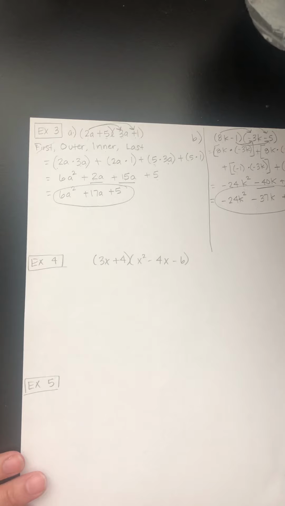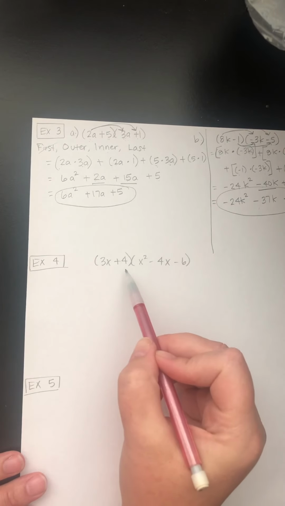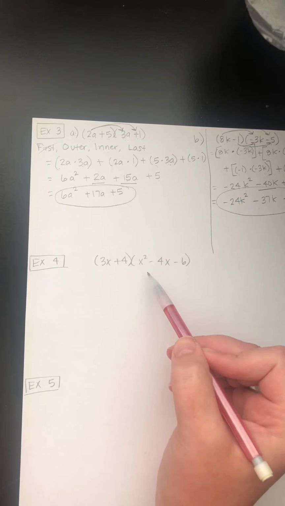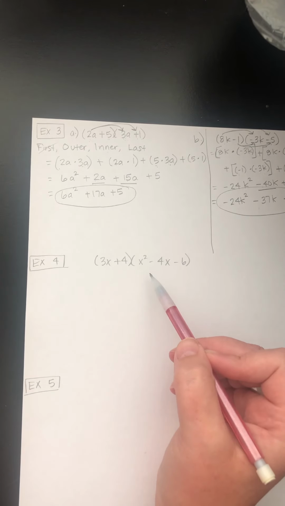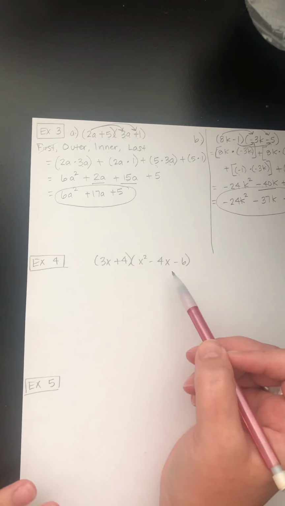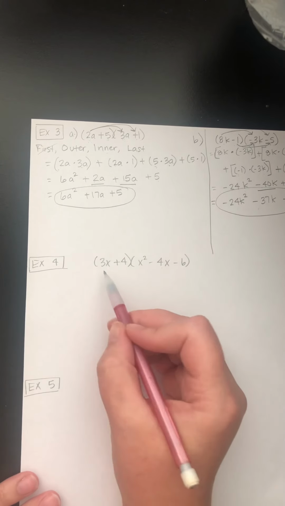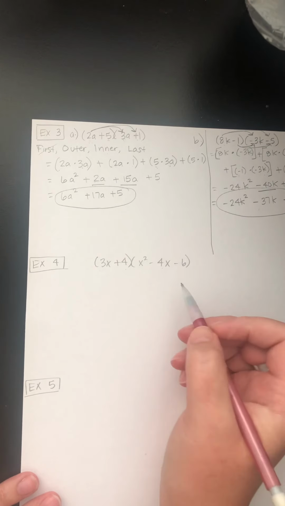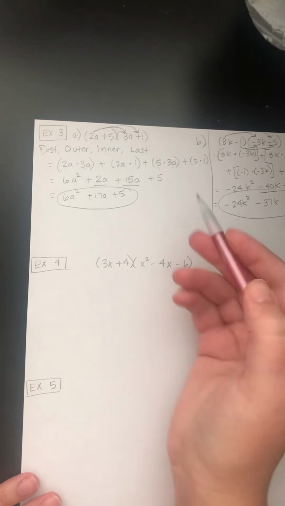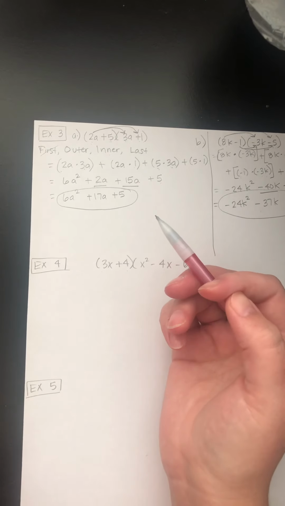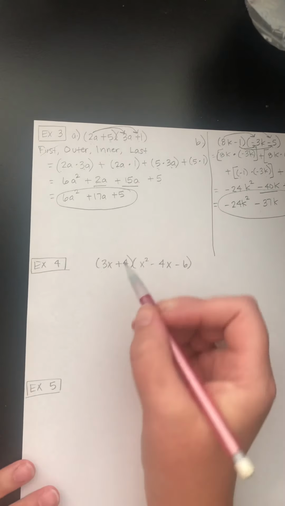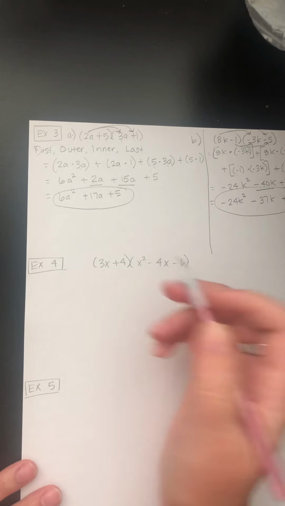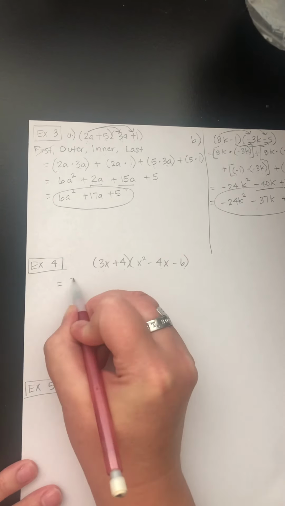Okay, example 4 is a polynomial, and we also have a polynomial with 3 terms. Because there's 3 terms, it's called a trinomial. A binomial has 2 terms and a trinomial has 3. So with these polynomials, we're going to use the FOIL method, kind of. It's more like the distributive property, but we will take our first term and multiply it by every term in our second polynomial. So first, we're going to take 3x.